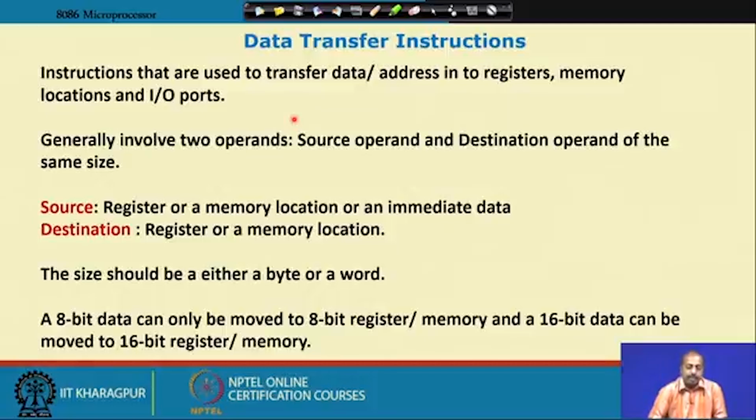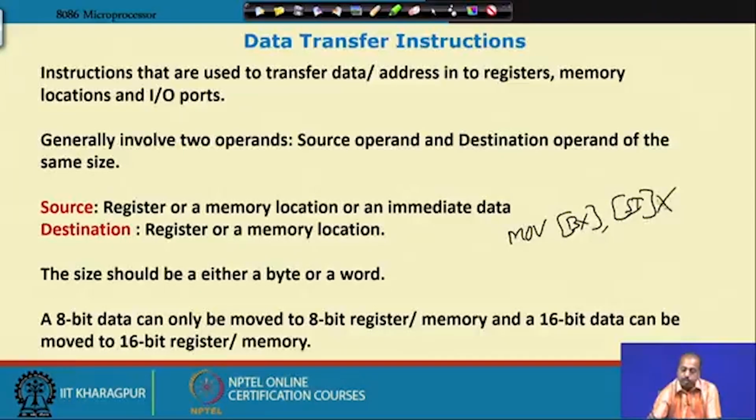There is another restriction: you cannot have both source and destination as memory. So, you cannot have an instruction like move bx comma si. This is not possible. What I wanted to mean here is that memory location bx gets the content of memory location si. That is not allowed.